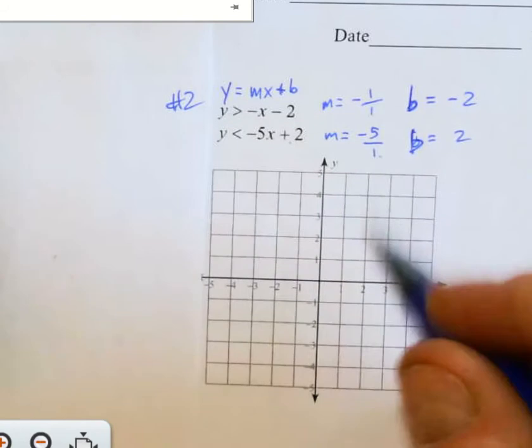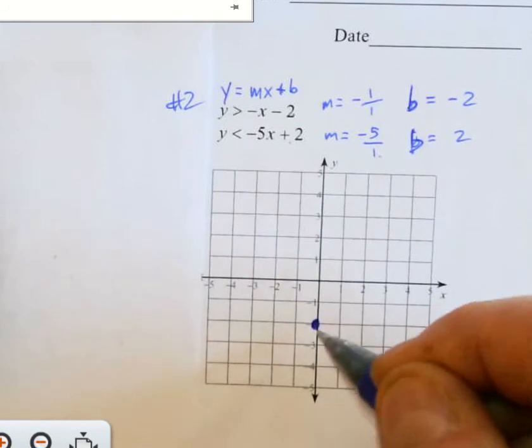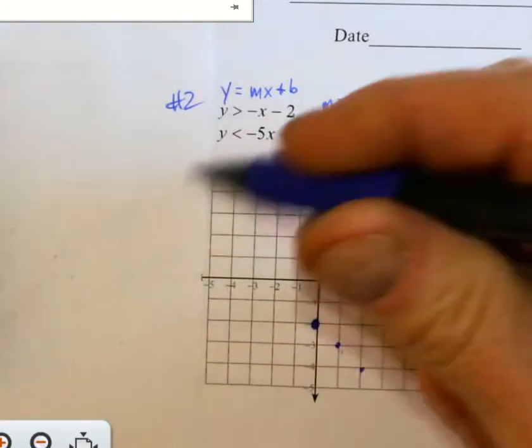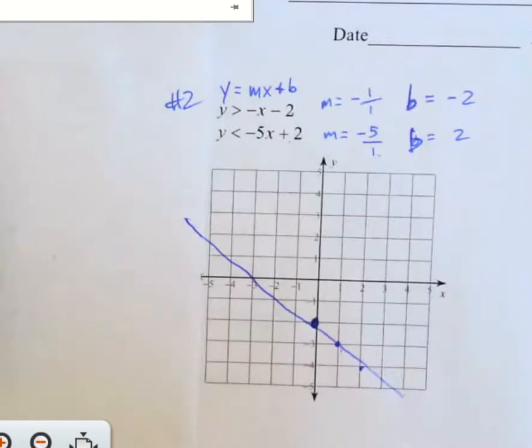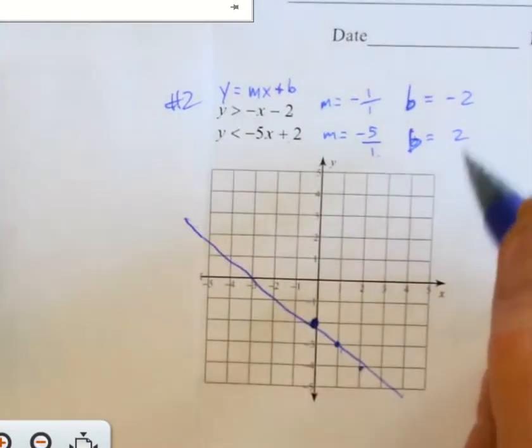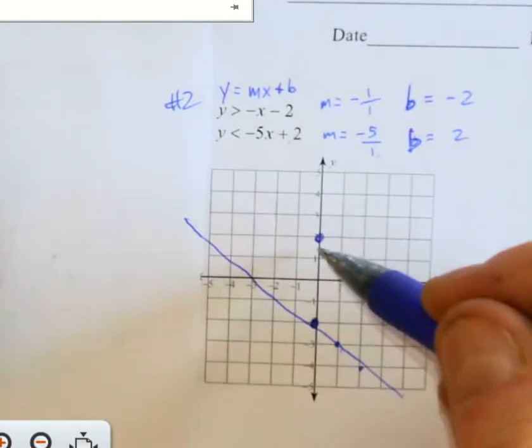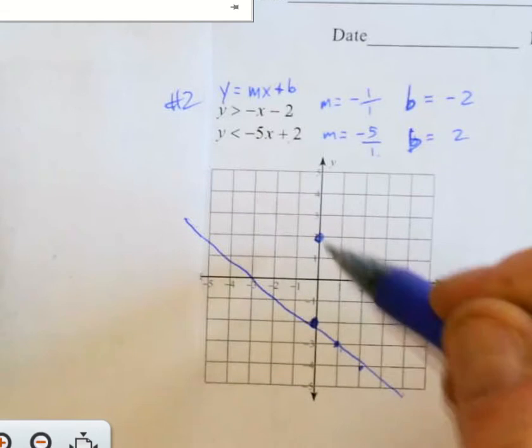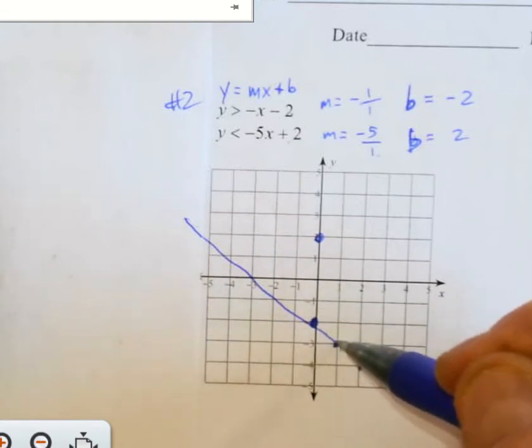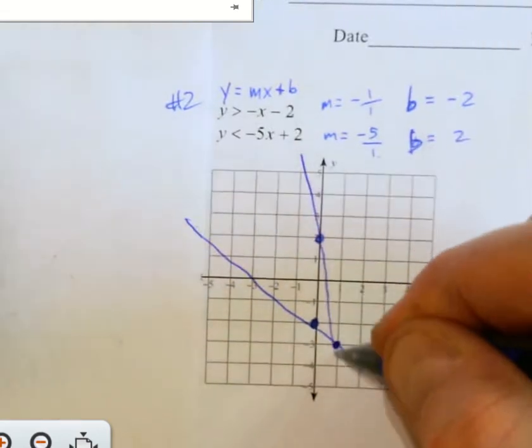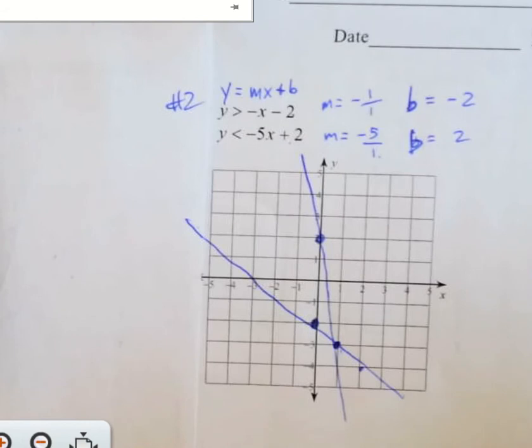All right, so we start by graphing. Let's go to -2, and then I'm going to go down 1/1, down 1/1. Okay, so I got one line here. Okay, the next one, go up to +2, and then I'm going to go down 5/1. Okay, 1, 2, 3, 4, 5/1. Here we go. So now I have an intersection there.